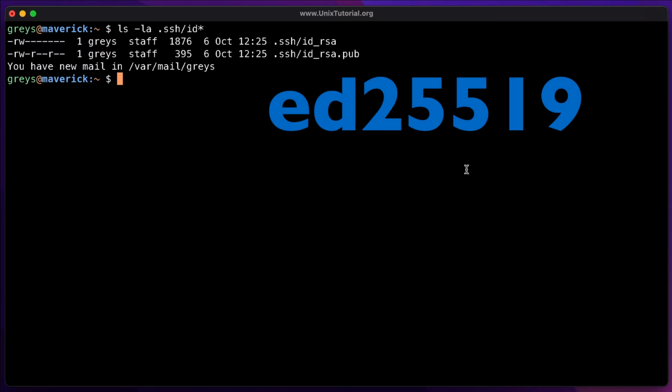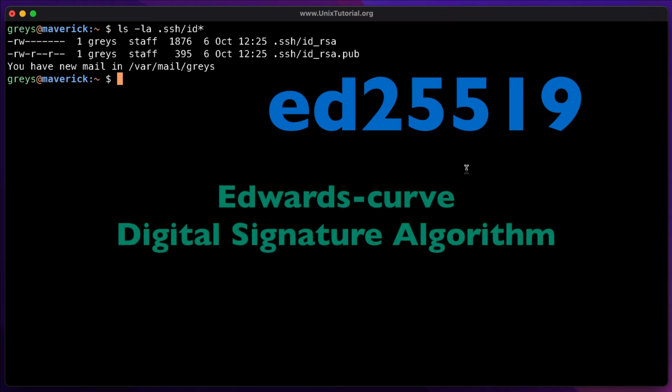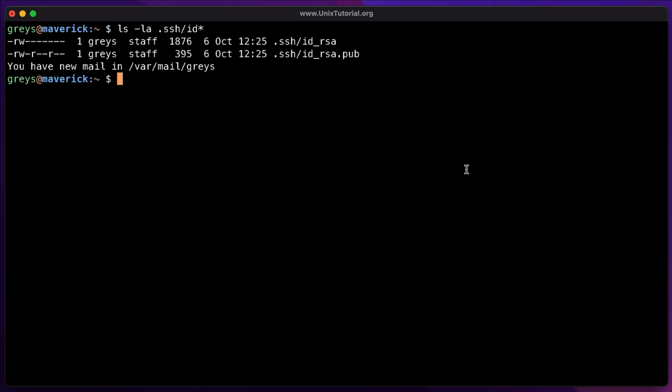What's an ED25519? It's a cryptographic implementation of the Edwards Curve Digital Signature Algorithm, EdDSA. I like ED25519 SSH keys for three main reasons. They're faster to generate and verify, they're more secure, and they're easier to work with because the public key is shorter, so that you can copy paste or visibly inspect it much easier than a 2 kilobyte RSA key, for instance.